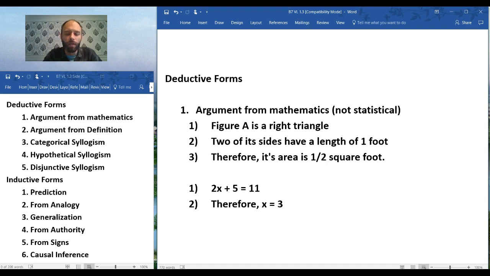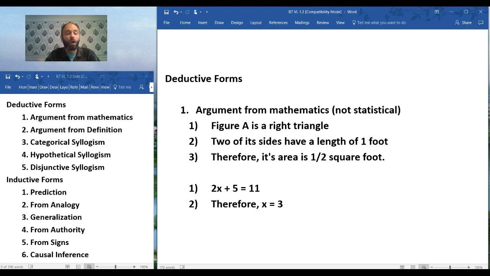So take the following. Premise 1, figure A is a right triangle. Premise 2, 2 of its sides have a length of 1 foot. And the conclusion, therefore, its area is half a square foot. So this is a deductive argument.